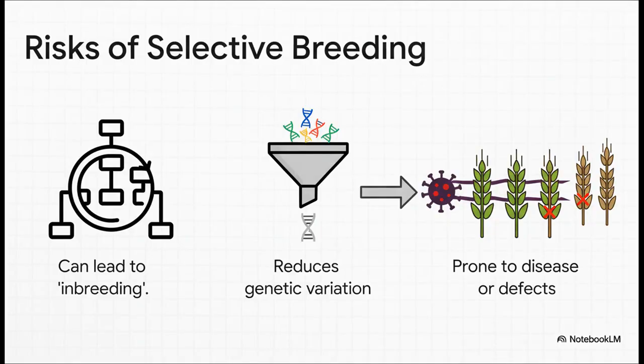But, and this is a really big but, this process has a major drawback. When you keep breeding from a small group of related individuals, you get inbreeding. This shrinks the gene pool, which means there's less genetic variation. And the big danger there is that nasty, harmful genes can become more common, which can leave a whole breed susceptible to diseases and inherited problems.